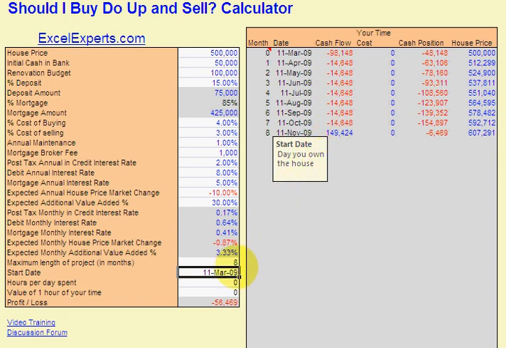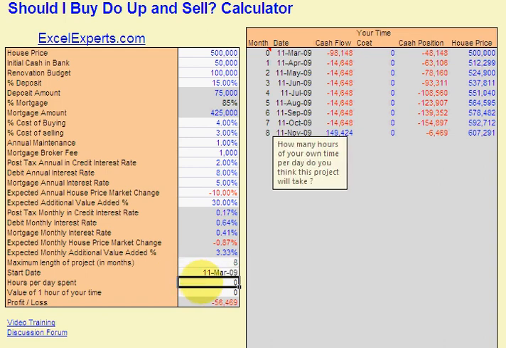So the start date, this is defaulted to today. I've entered a formula called equals today, as you can see there, but you can enter whatever date you expect to start the project on.